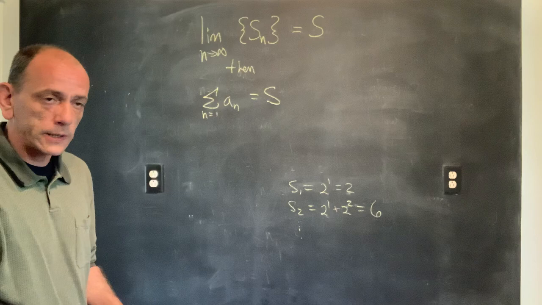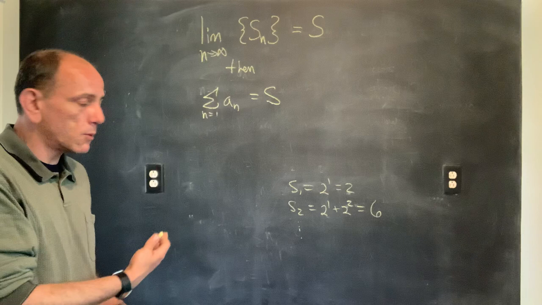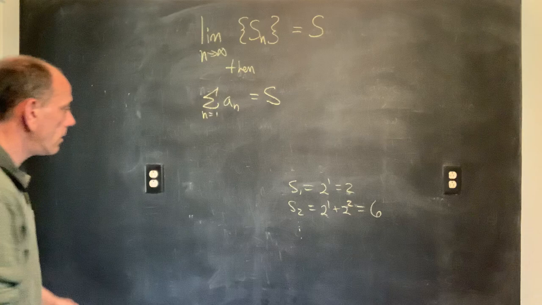It is important to note there, we're using the convergence of a sequence to define the convergence of a series. The sequence that we're using is the sequence of these partial sums. Good. So that's what it means for a series to converge.